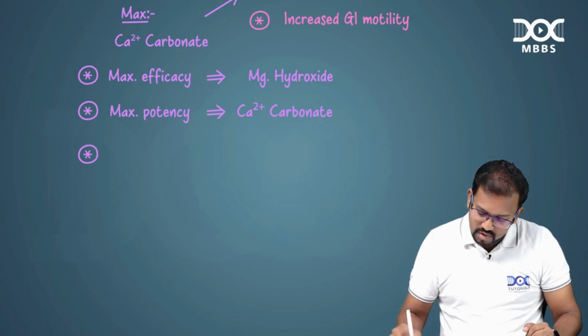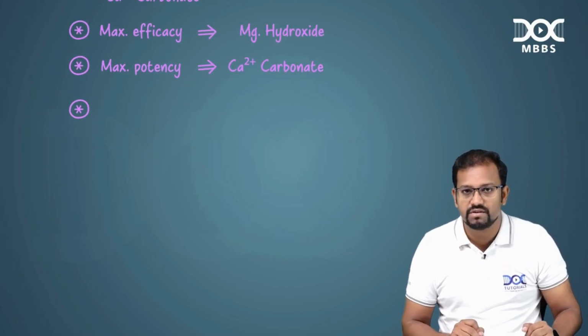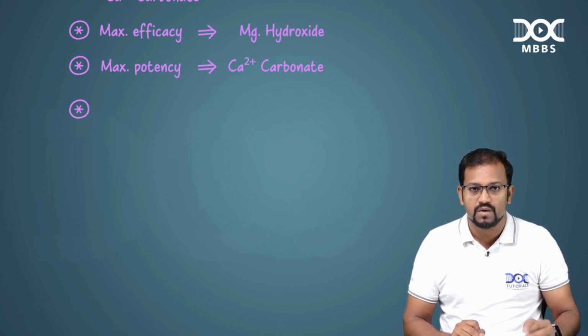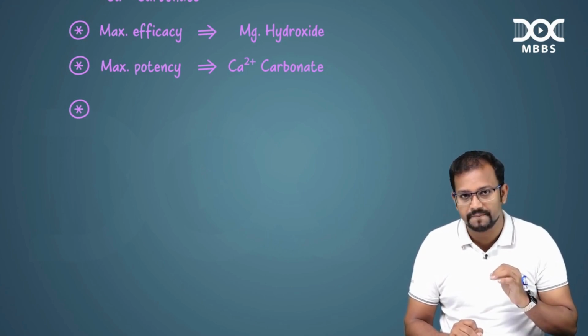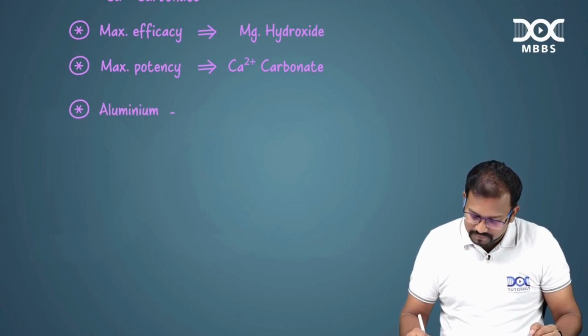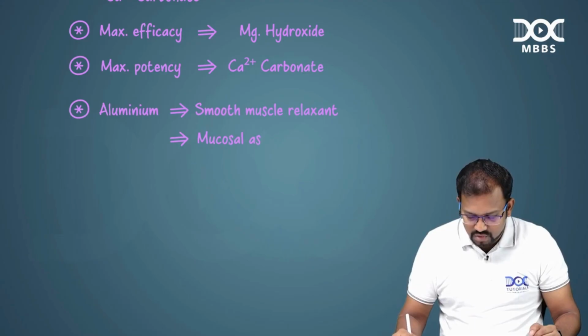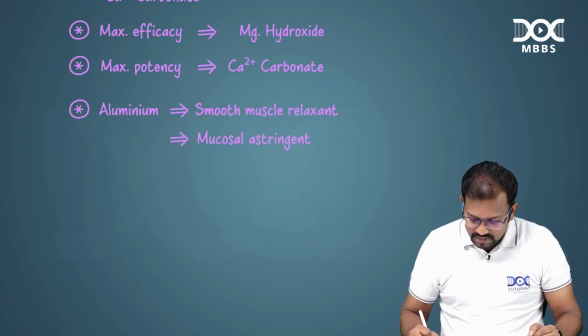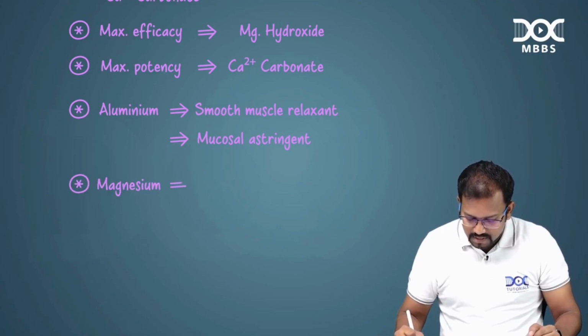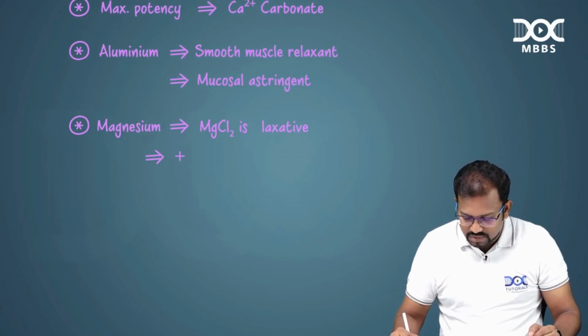Out of all the agents which we currently have, we have two major ions which are responsible for the antacid effects. One is aluminum, the other one is magnesium. Please note that aluminum tends to behave as a smooth muscle relaxant agent, and also it behaves as a mucosal astringent agent. On the other hand, magnesium acts as a laxative, and also it tends to stimulate cholecystokinin release.